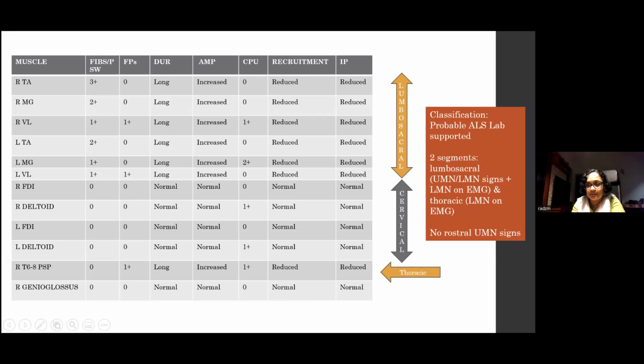So UMN and LMN in lumbosacral and LMN on EMG. And thoracic, you have LMN on EMG. So LMN in two regions, that's lumbosacral and thoracic on EMG, while UMN and LMN together in one segment, but because it's lab supported, it becomes probable lab supported, but not probable ALS.